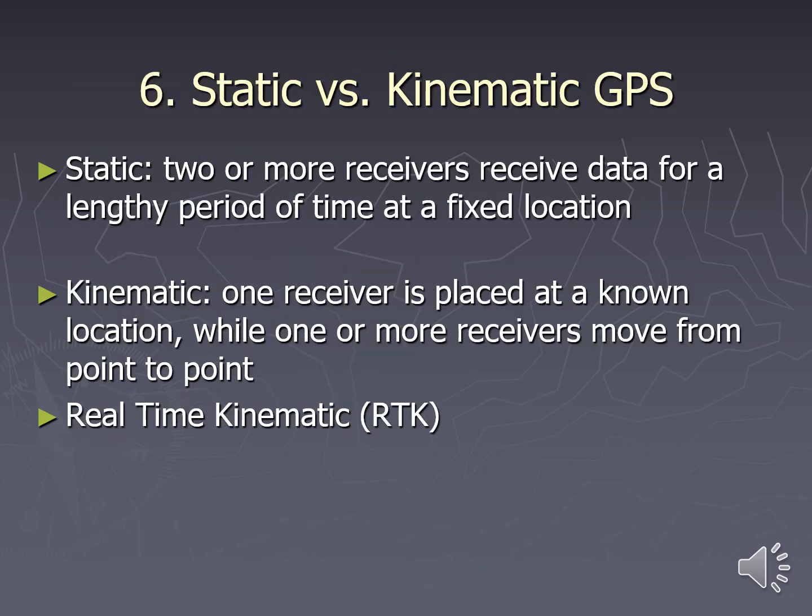So let's move into your types of GPS units. You have your static, where there are 2 or more receivers receiving data for a long period of time at a fixed location, a way of guaranteeing the location. And kinematic is 1 receiver placed at a known location while the other receiver moves around from point to point. More or less, this is explaining differential GPS in 2 different ways. And then you have the real-time kinematic, or RTK, which is the real-time transmission from one receiver moving from point to point.